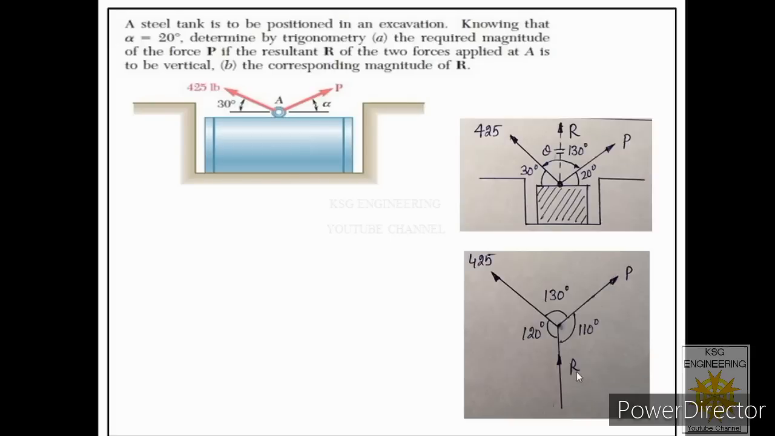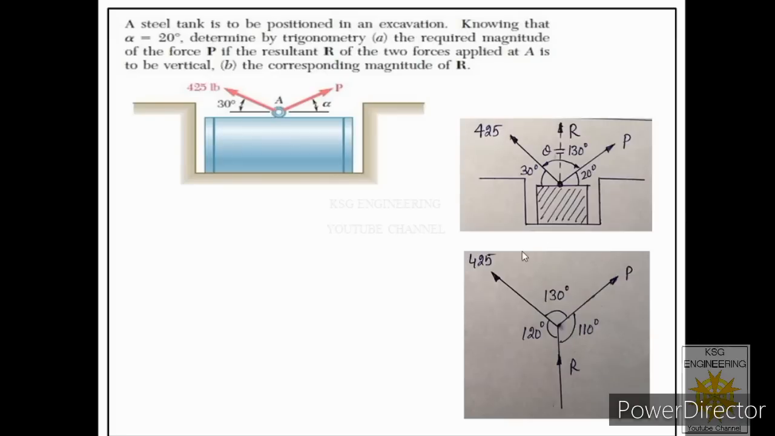Now next we should find the angles between these three forces. So the angle between P and 425 we have already labeled, that is 130 degrees. So we have labeled that angle here as well. But now we have to find the angle between R and P, when you shift this R over here. Now let us see how to find that angle. Very easy. When you represent R over here, then this line is representing a 90-degree angle. So 90 degrees plus 20 degrees. So that will become 110 degrees.